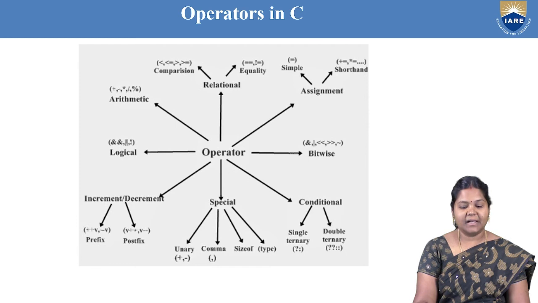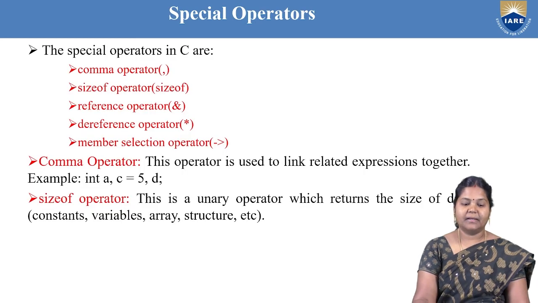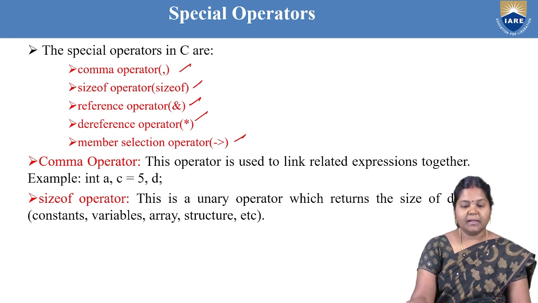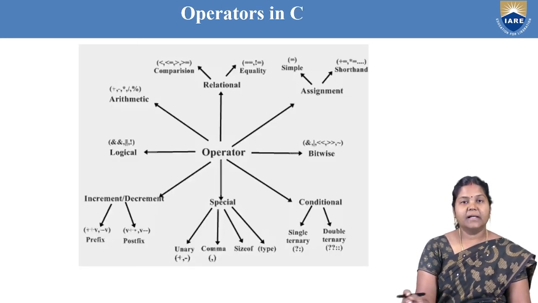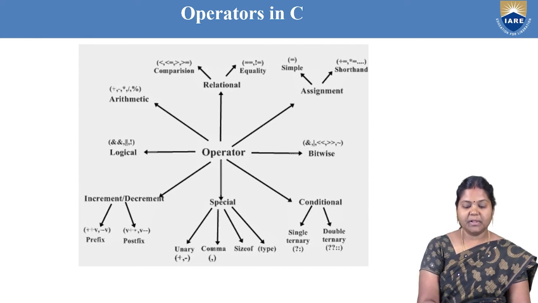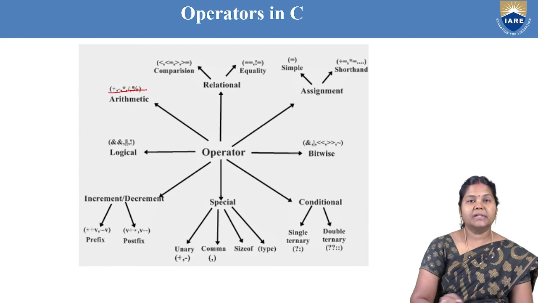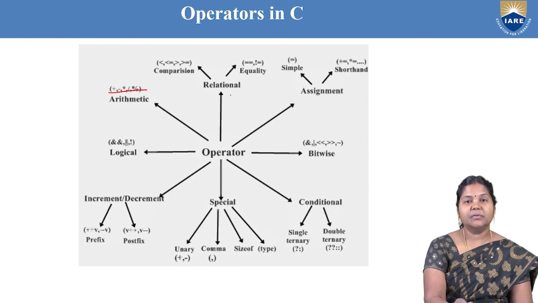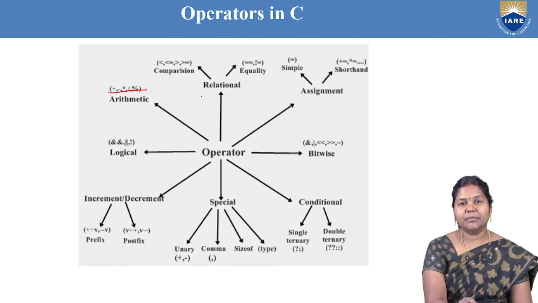Now, just have a look at the different types of operators. We have a number of special operators such as the comma operator, sizeof operator, reference operator, dereference operator, and membership operator. These are known as the special type of operators. Now, let us have a look at the different types of operators. The arithmetic operators are plus, minus, multiplication, division and modulus. The relational operators are all your comparison operators and equality operators together. Less than equal to, greater than equal to, equals to, and not equals to.